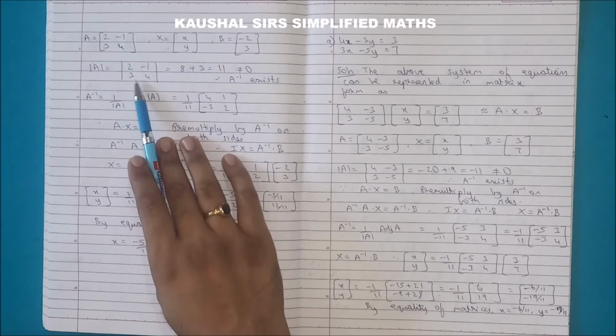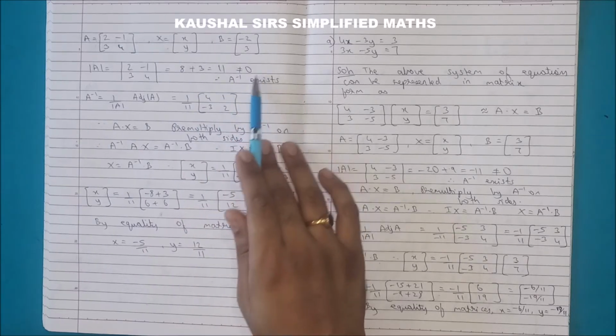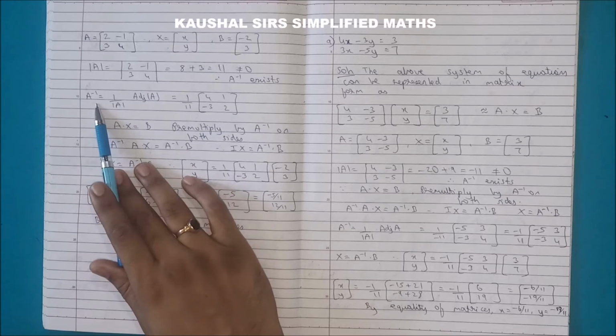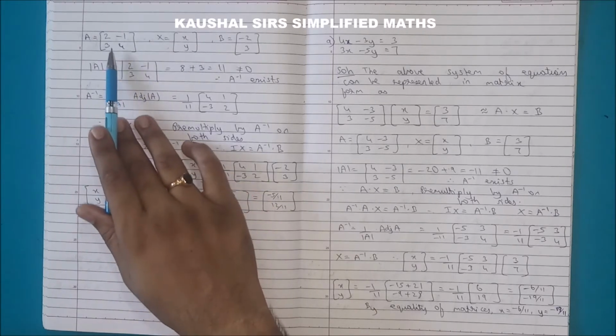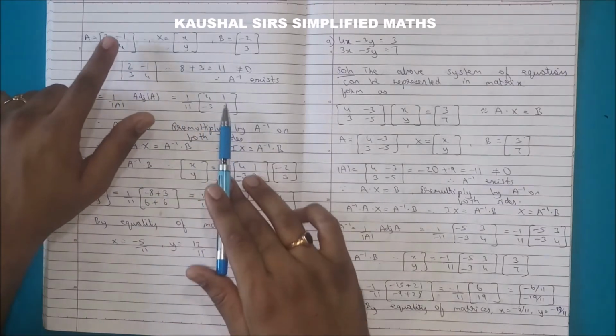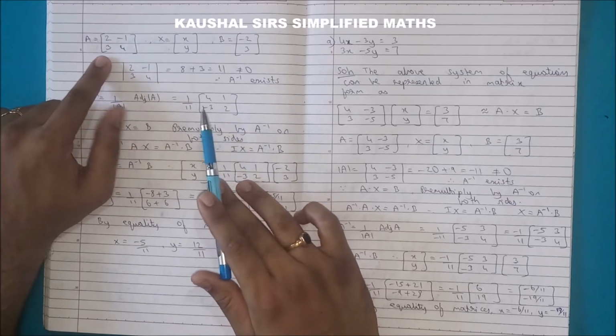Now what is the next step? We find determinant of A. Determinant of A will come 8 plus 3 which is 11, which is not equal to 0. Therefore you say A inverse exists. Now we write the formula for A inverse, which is 1 upon determinant of A into adjoint of A. How will we find adjoint of A? Interchange the elements, so here 4 will come, here 2 will come, and change the sign, so this is -1 so it becomes +1, and this is 3 so it becomes -3.